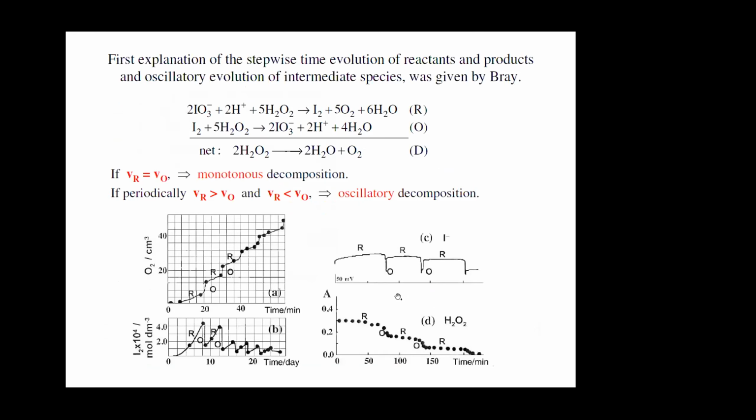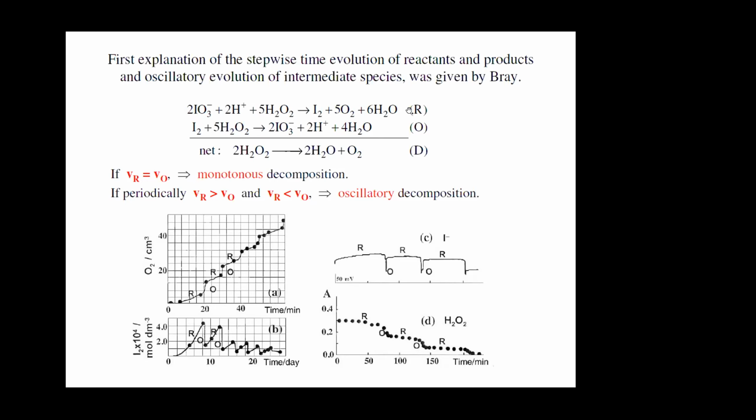And in his first publication, he said that in this reaction system there must be at least 3 reaction pathways. Pathway R, in which hydrogen peroxide is a reducing agent; pathway O, in which hydrogen peroxide is an oxidizing agent; and pathway D, the direct decomposition of hydrogen peroxide.